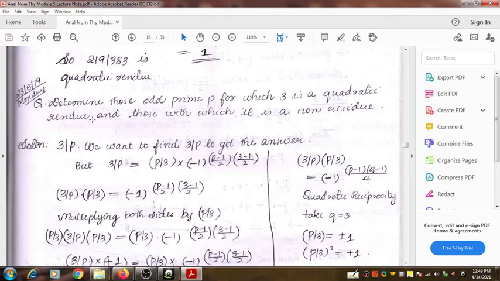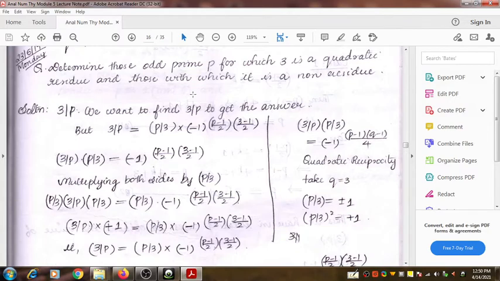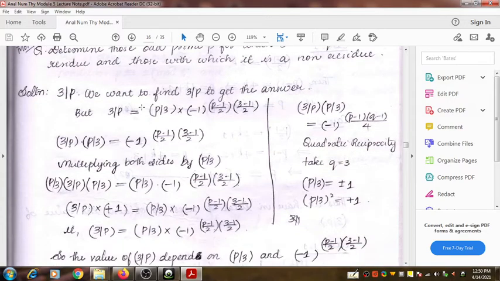So see another question we have. The question reads: determine those odd primes p for which 3 is a quadratic residue and those for which it is a quadratic non-residue. Find those odd prime numbers for which 3 is a quadratic residue and those for which it is a non-residue.